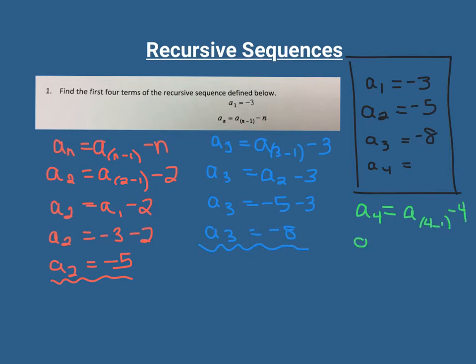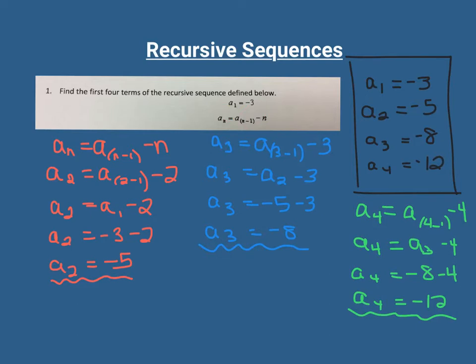All right, well, since 4 minus 1 is 3, a sub 4 is equal to a sub 3 minus 4. So a sub 4 is equal to the answer to our previous term, which is right here, negative 8. So let's replace the a sub 3 with a negative 8 and bring down the minus 4. And since negative 8 minus 4 is negative 12, that's the value of our next term.